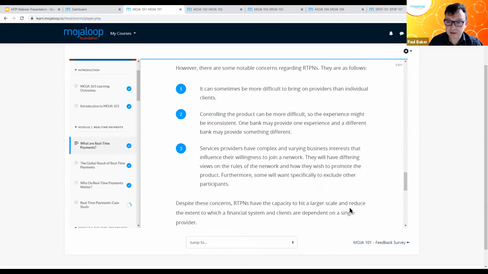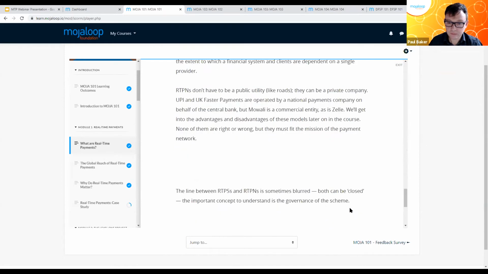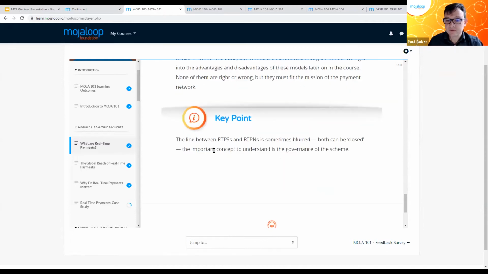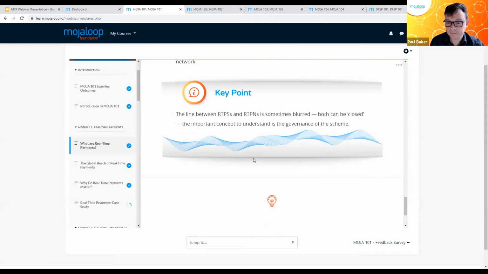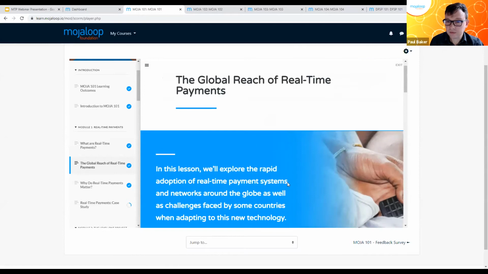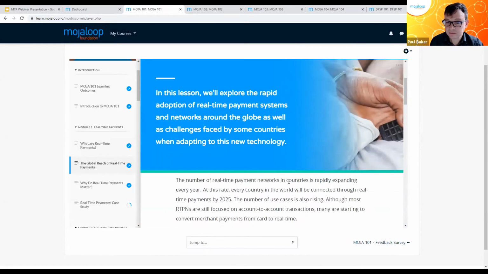And then I'm scrolling down a bit more. So the key point here is that the difference between a real-time system and a real-time network is that sometimes that line can be blurred, but both of them can be closed. And closed is not a Level One principle environment. So the important thing about being closed and open is really about the governance of that scheme. Okay, next I'm going to jump into global reach of real-time payments.